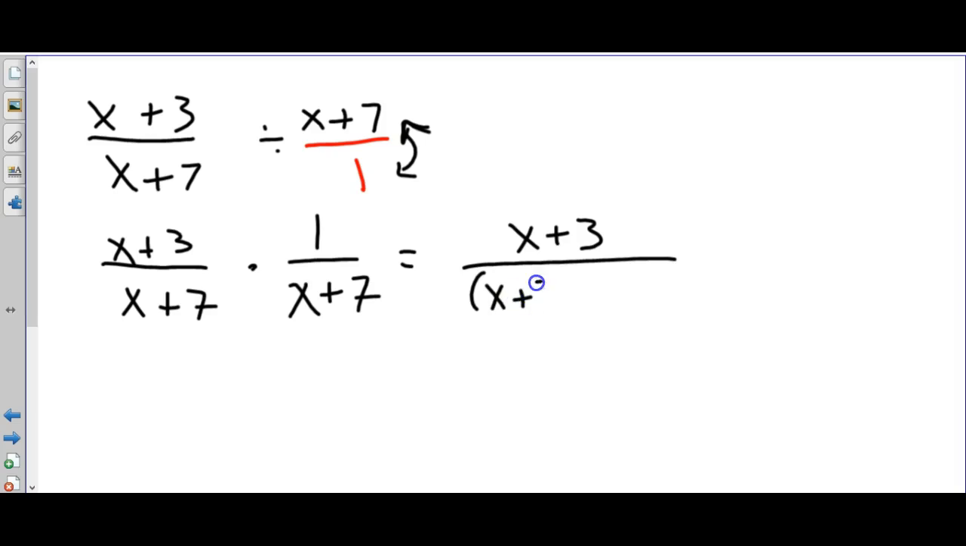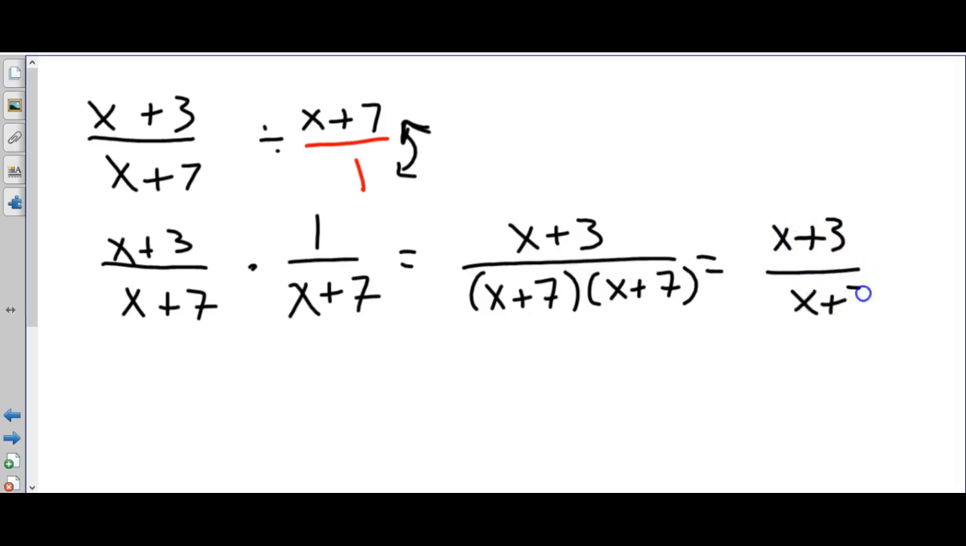We have x plus 7 times x plus 7. And most likely, the way they're going to write the final answer is they're going to write this as x plus 3 over x plus 7 squared. When you're multiplying 2 of the same thing together, that's the same thing as writing squared. So most likely, they would write the answer like this.